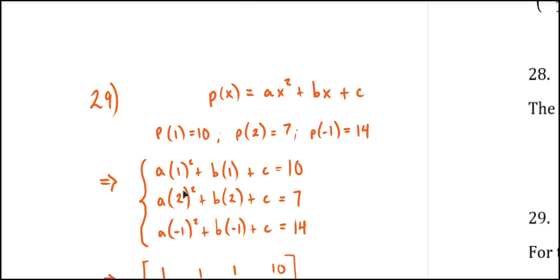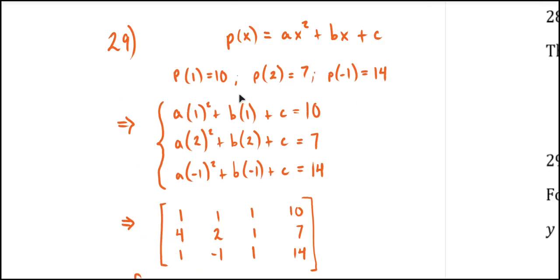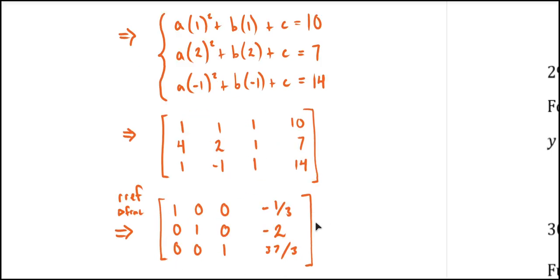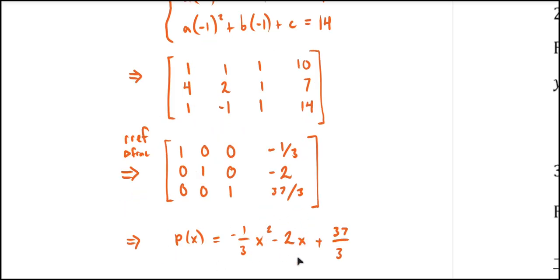Plug in 1 into this equation, we get 10. Plug in 2, we get 7. Plug in negative 1, we get 14. So with unknowns a, b, and c, we could write down these coefficients that we get when we plug in a value for x into this matrix as such. Putting this in reduced row echelon form and storing it as a fraction, we get the following output, which means my model looks like this. This is my a, b, and c respectively.